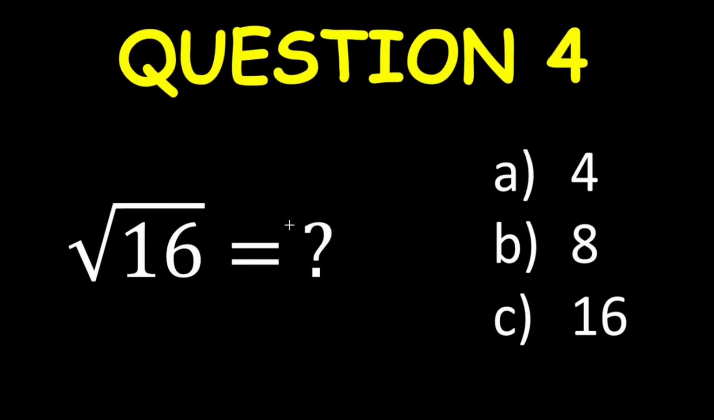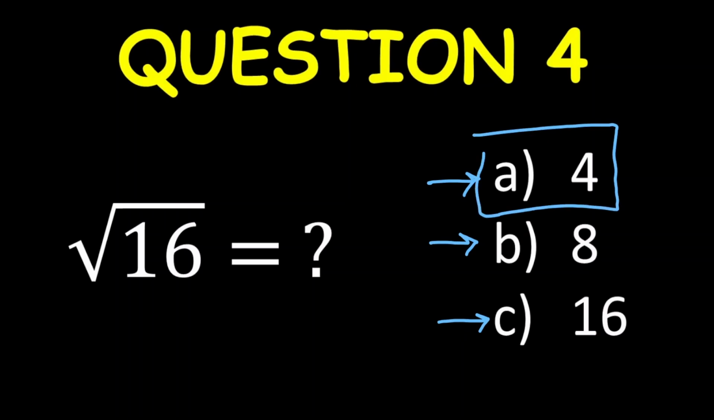What is the square root of 16? So option A is 4, option B is 8, option C is 16. Okay, so the correct answer is option A, which is 4. Now let's take a look at square root. What is square root? Square root means a number that multiplies itself to give us, in this case, 16. So what number multiplies itself to give us 16? We have 4 times 4 to give us 16. So that means that the square root of 16 is 4.